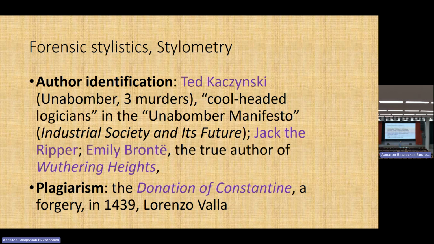But he sent somewhere this manifesto, the Unabomber Manifesto, where he used several phrases. One of them was "cool-headed logicians." And his brother suddenly recognized his phrase. He thought that it might be his brother with whom he had lost touch, so he reported that to the police. And that was true. They found him because of this typical collocation, and he was imprisoned. Ted Kaczynski, the Unabomber. Jack the Ripper at the end of the 19th century was also partly identified by what he wrote.